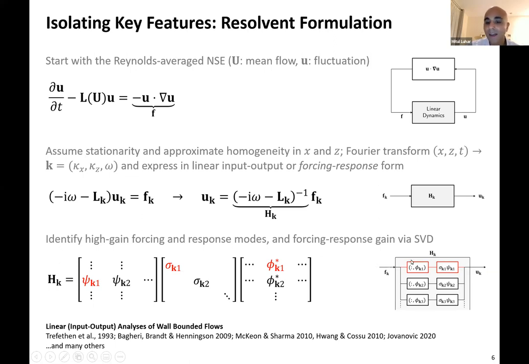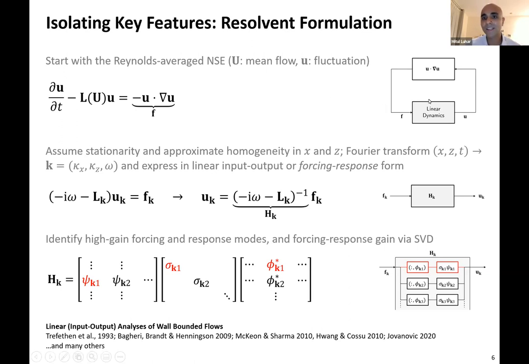So forcing along the direction of phi k1 will give rise to a velocity response along the direction of psi k1 with forcing response gain sigma k1. Right. And so you can think of psi k1 as being a high gain flow field or a flow structure, and the sigma k1 as being the forcing response gain. And this sigma is also a measure of energy amplification, and we'll use this sigma, which I'll call gain, as a measure of performance for the rest of this talk.